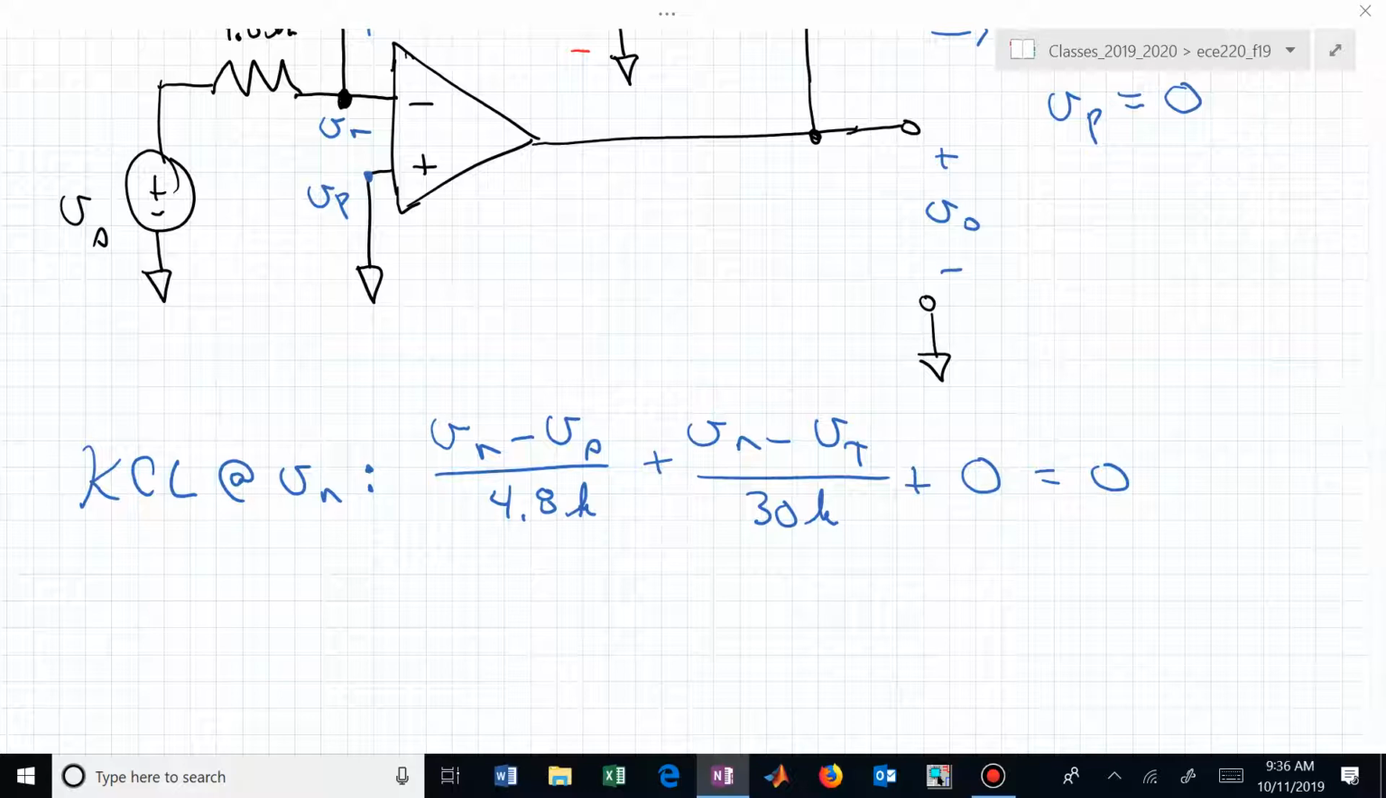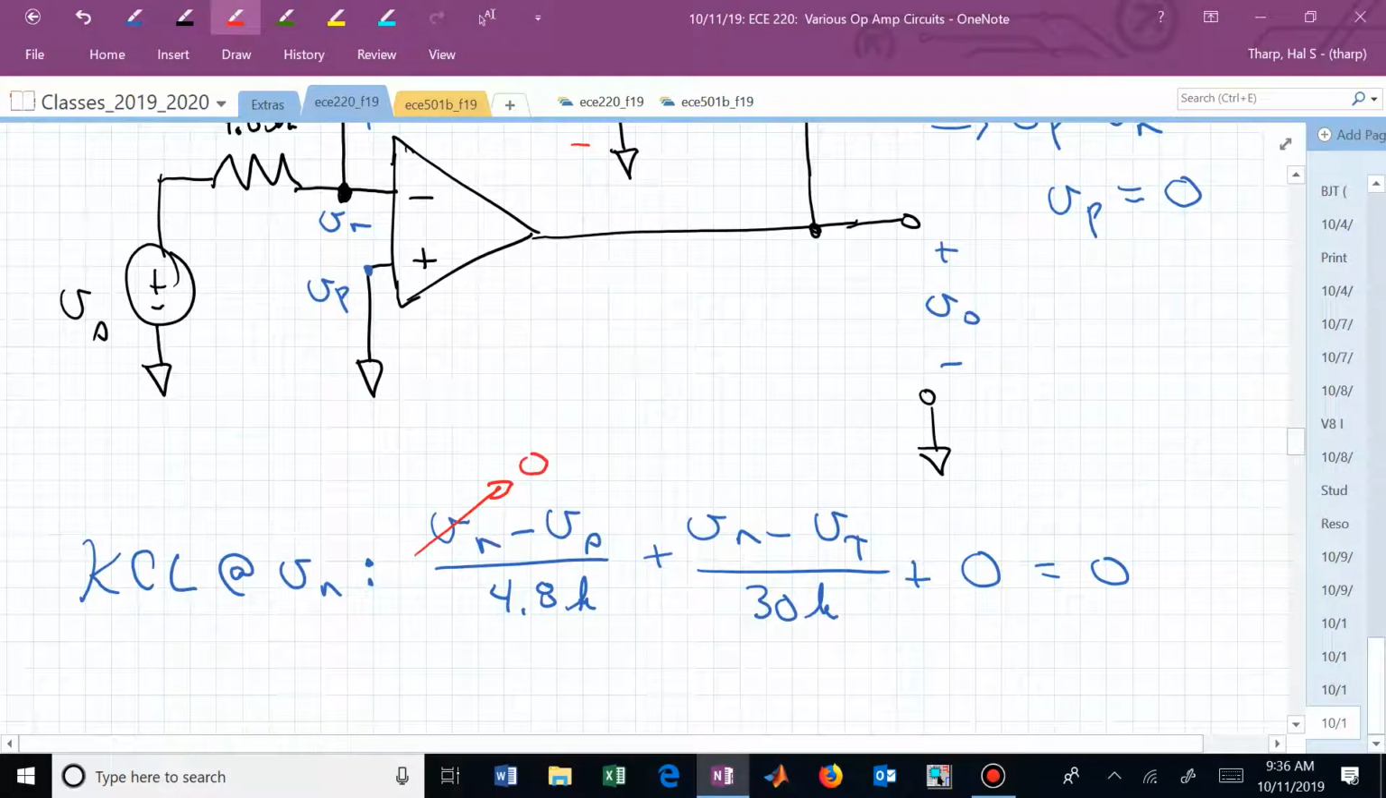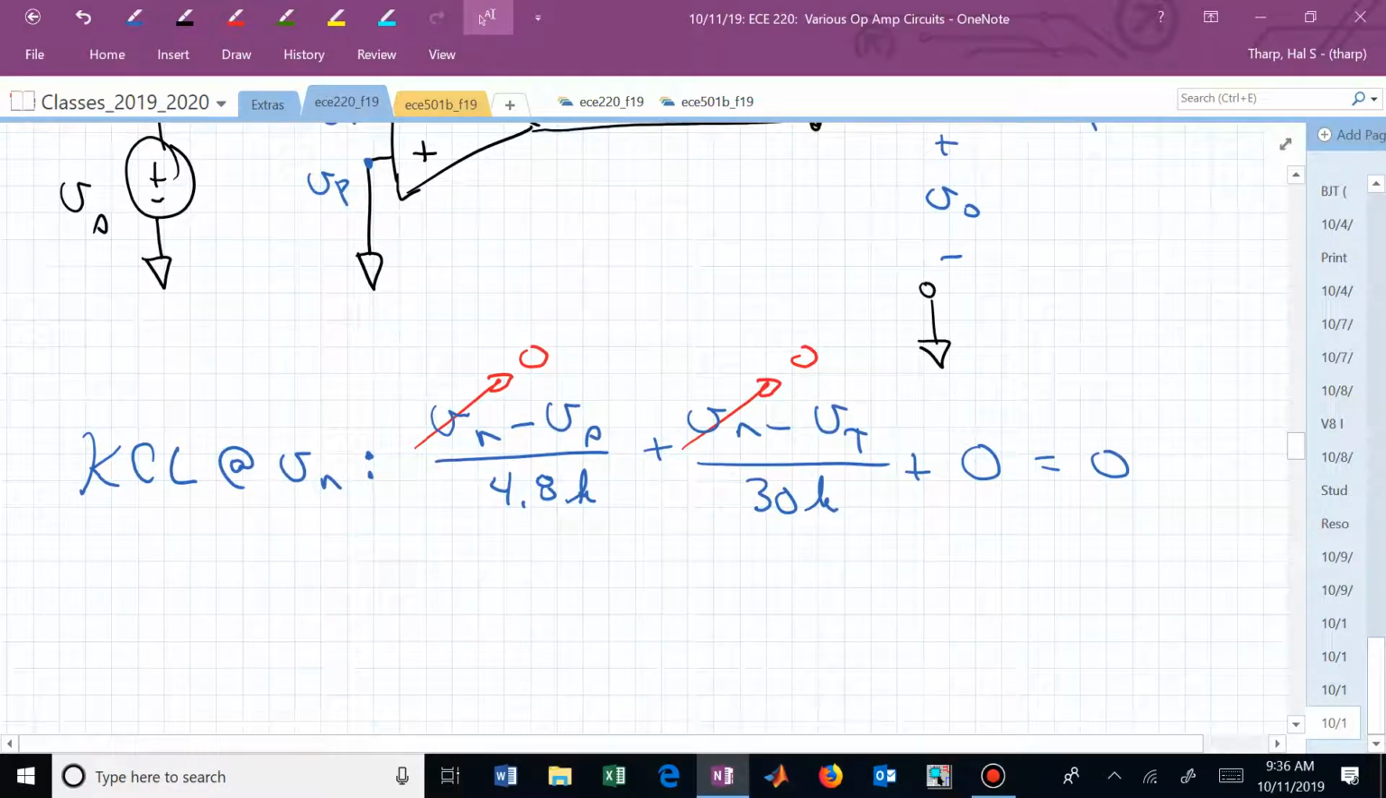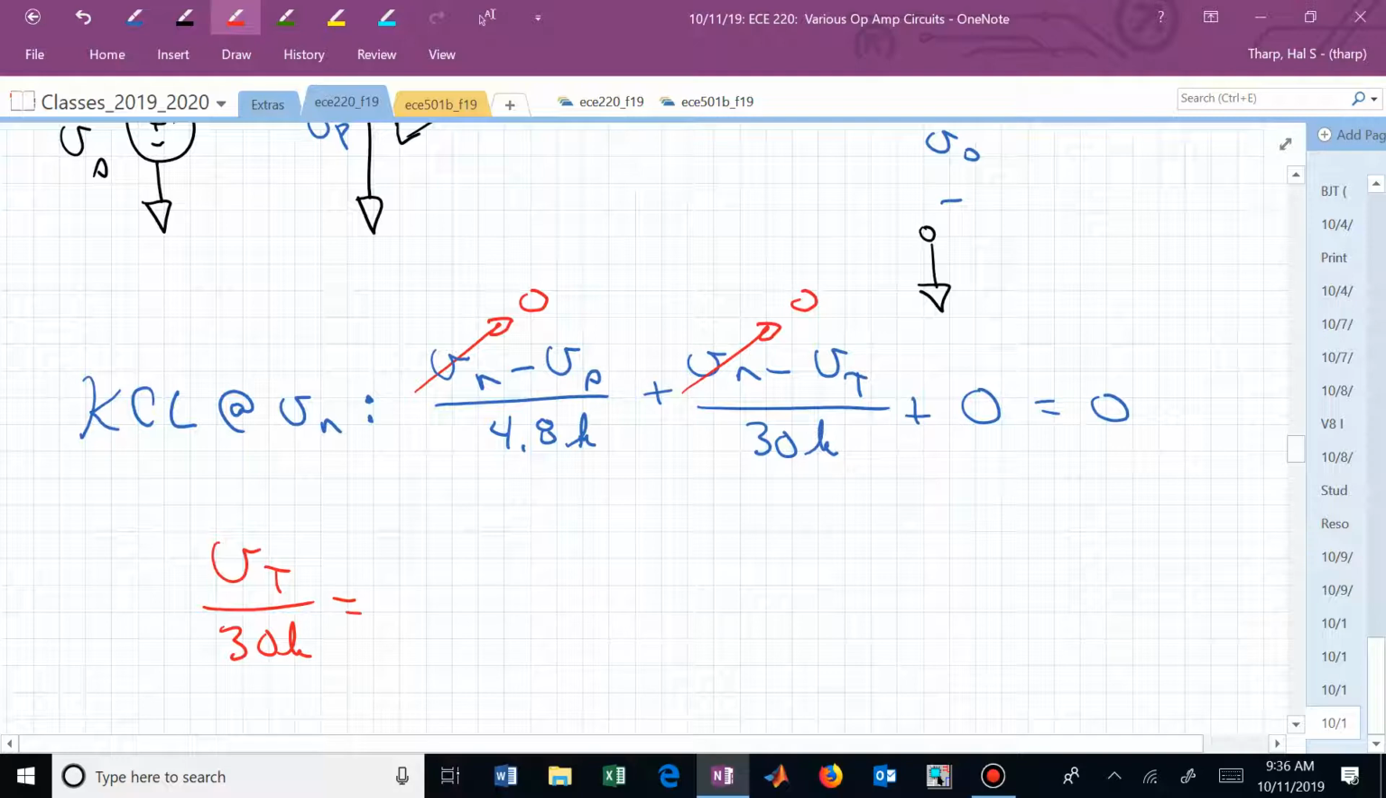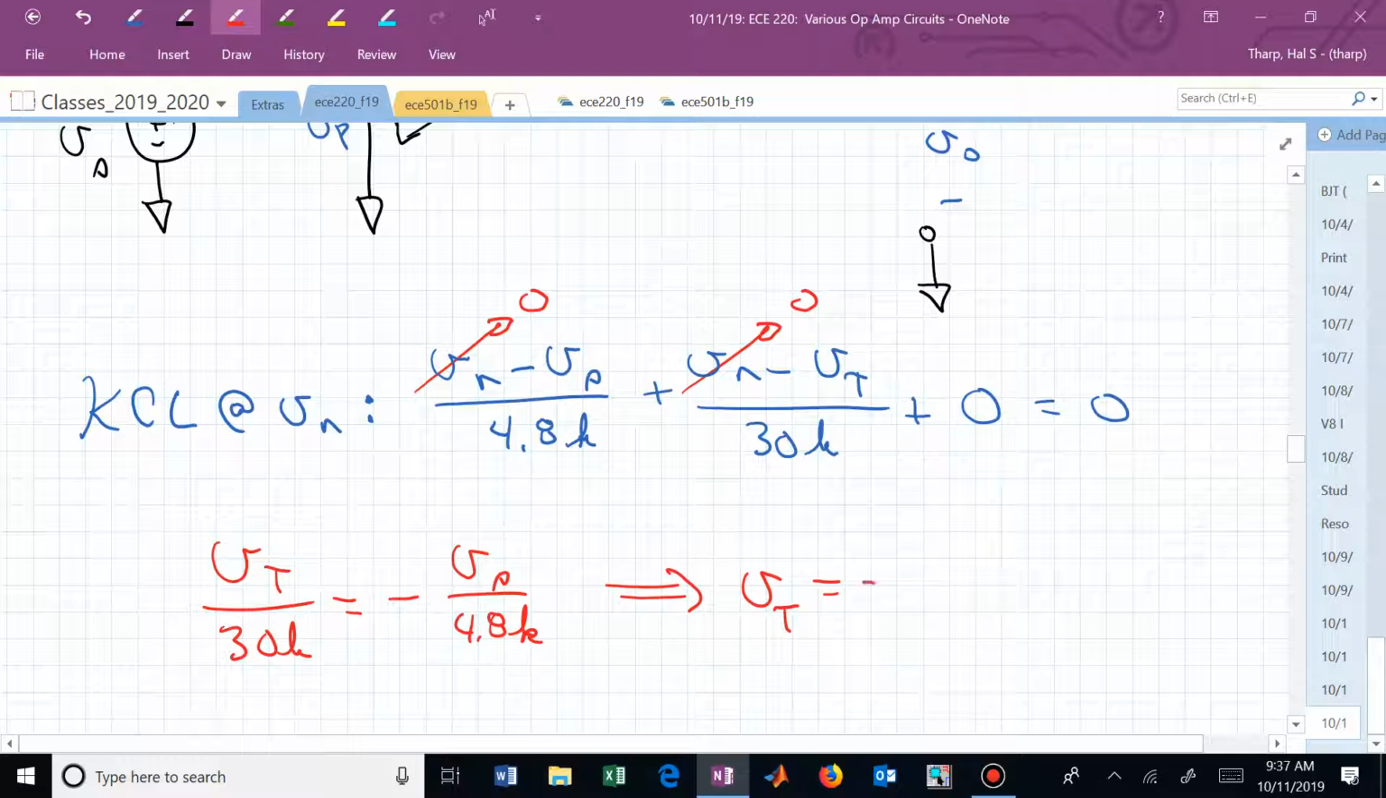But what did we just conclude? We said that this can actually be simplified a little bit. We had basically three variables. V sub s is assumed given or known. V sub n was floating around, but now we are using the fact that we have negative feedback and V sub p was 0. That can go away. Now we can write V sub t in terms of V sub s. V sub t over 30k is now equal to minus V sub s over 4.8k. Or V sub t is now minus 30k over 4.8k times V sub s.